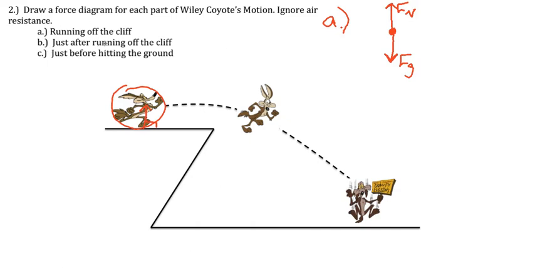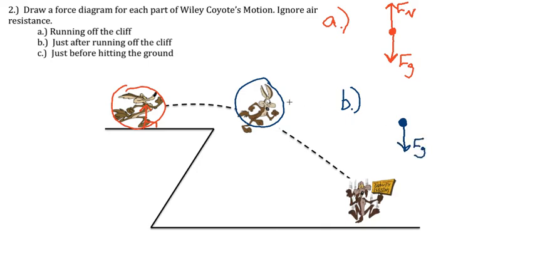Okay, part B, just after he gets running off the cliff. So he's left the cliff now, he's in midair, and he's just starting to fall. So for part B, once again we have our dot representing Wile E. Coyote. Once again, he's still on the earth, so he still has that force of gravity downward. That's what we always start with.